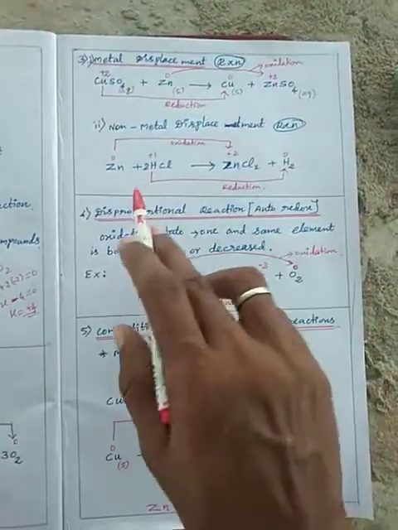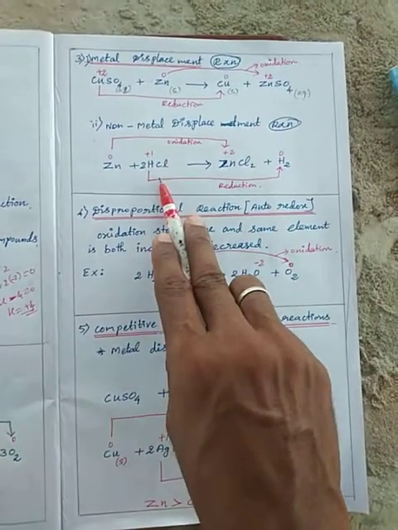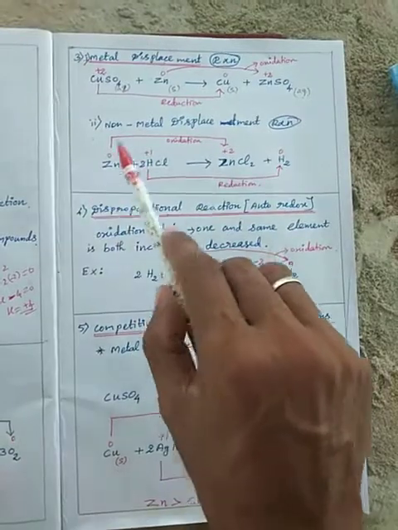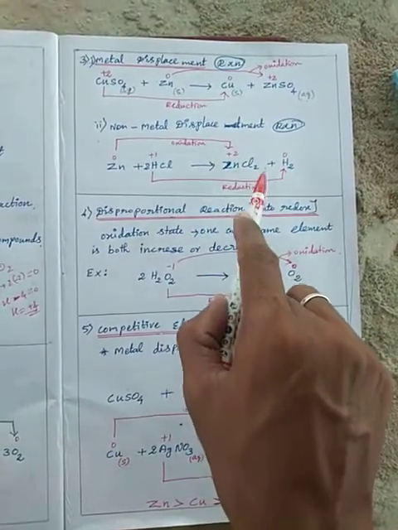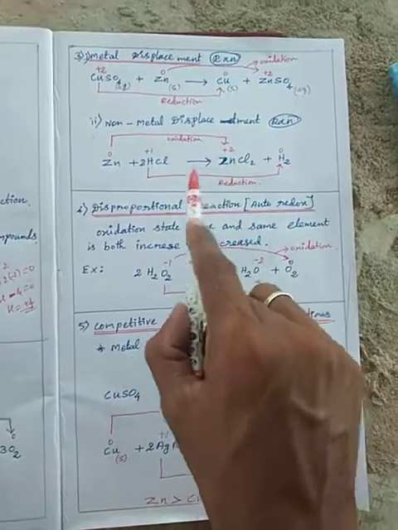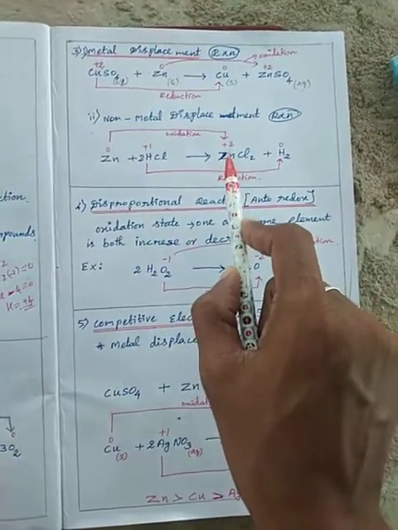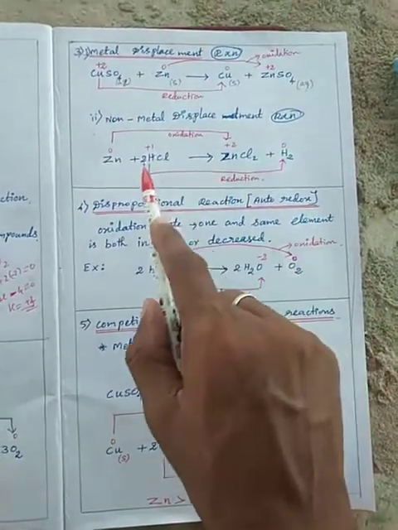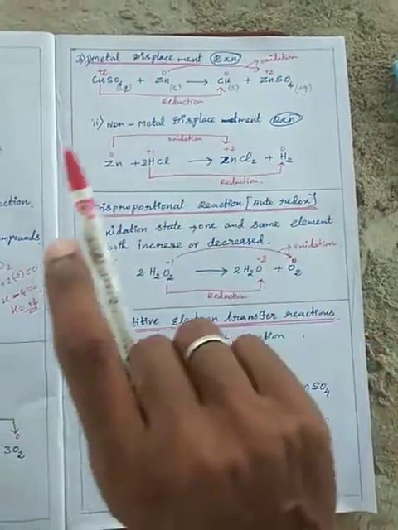For non-metal displacement, zinc is also a metal, and the reactant hydrochloric acid contains the non-metal hydrogen, so they react, and the product is the non-metal hydrogen and zinc chloride, a salt. Zinc goes from oxidation state 0 to plus 2, losing electrons, which is oxidation. Hydrogen gains 1 electron, which is reduction.